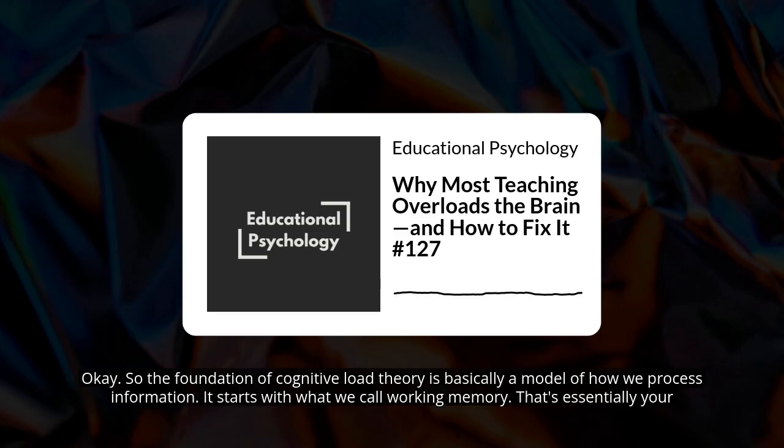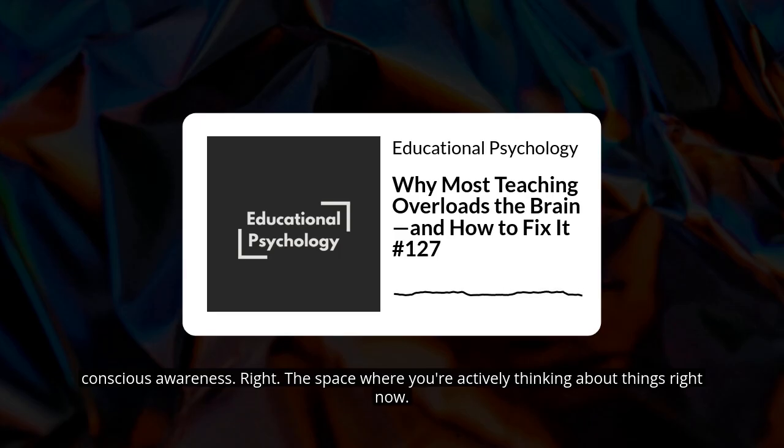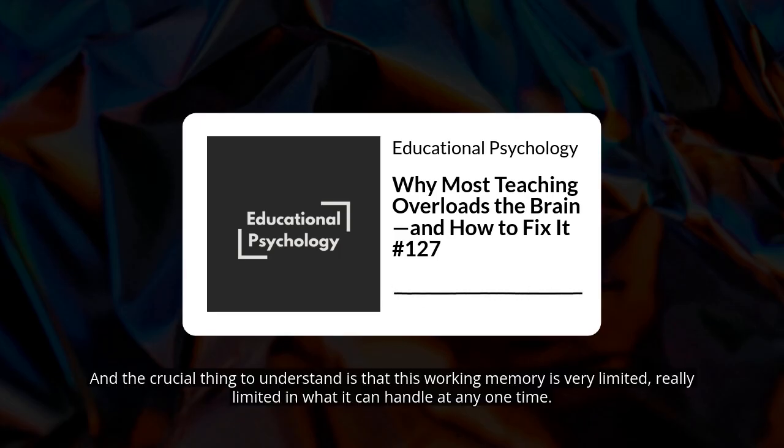Okay, so the foundation of cognitive load theory is basically a model of how we process information. It starts with what we call working memory. That's essentially your conscious awareness, right? The space where you're actively thinking about things right now. And the crucial thing to understand is that this working memory is very limited in what it can handle at any one time.